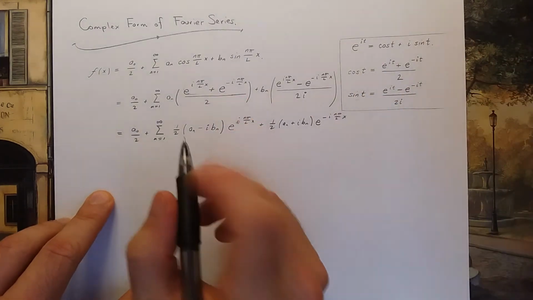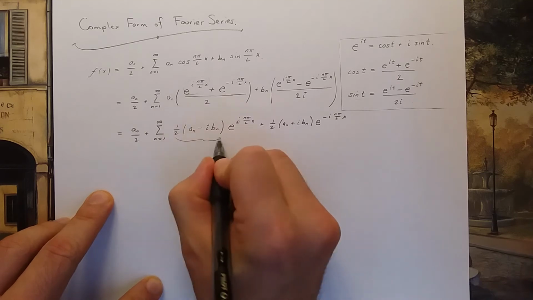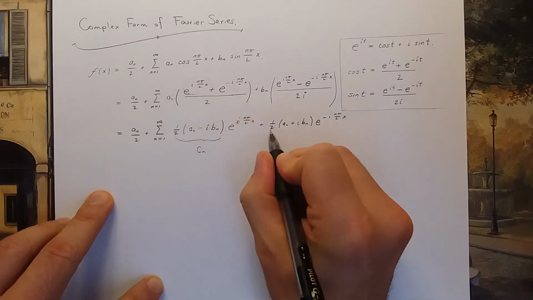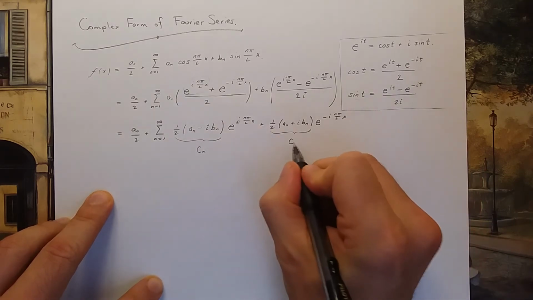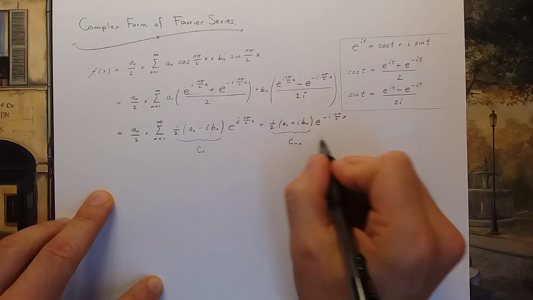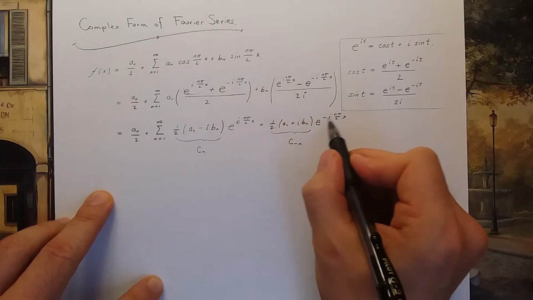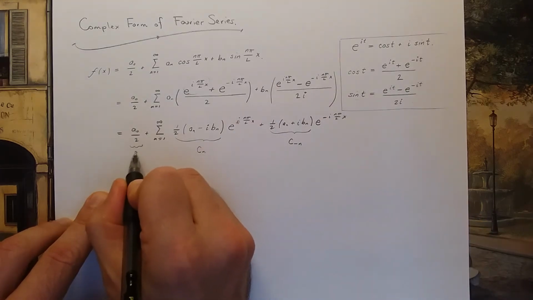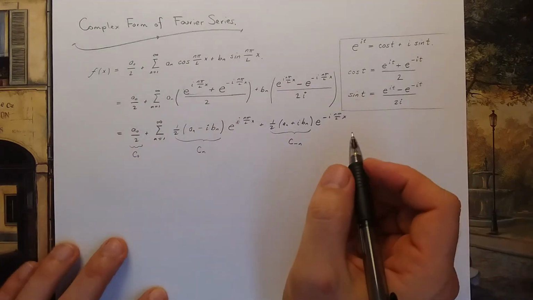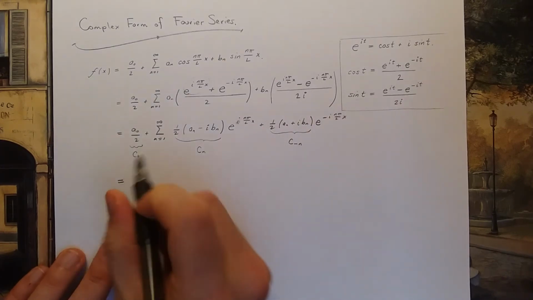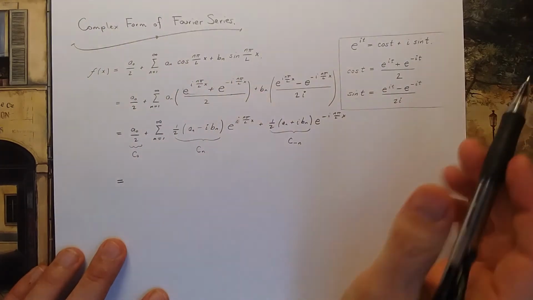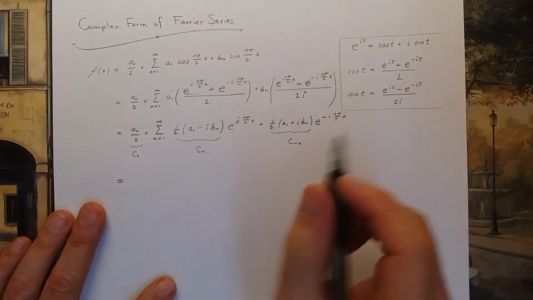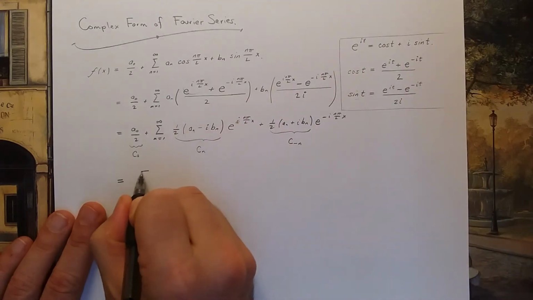Now I'm going to just call this constant Cn, and I'll call this constant C negative n with a negative subscript because it corresponds with the negative powers of e. And I'm going to call this constant C0, so just renaming everything. I get the complex form of the Fourier series. So the complex form of the Fourier series is this.